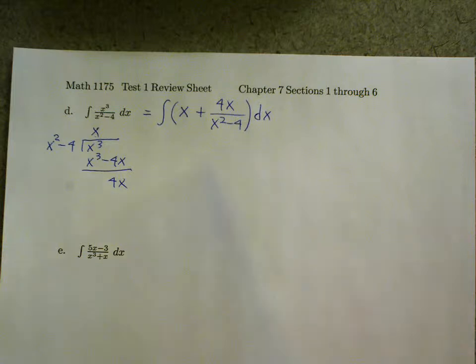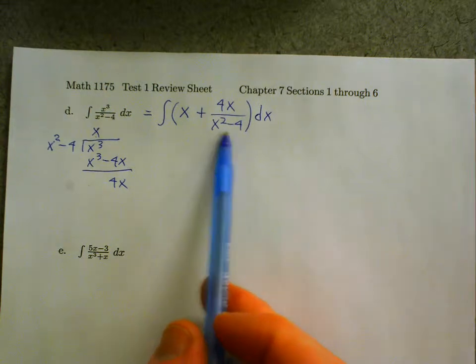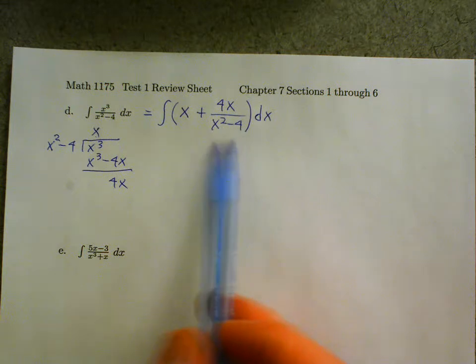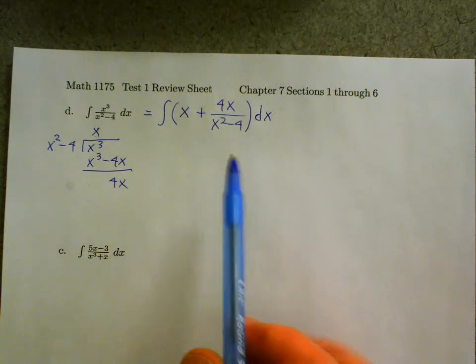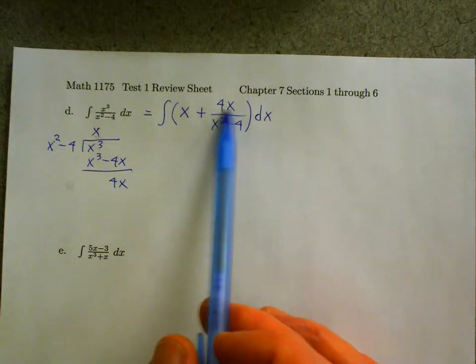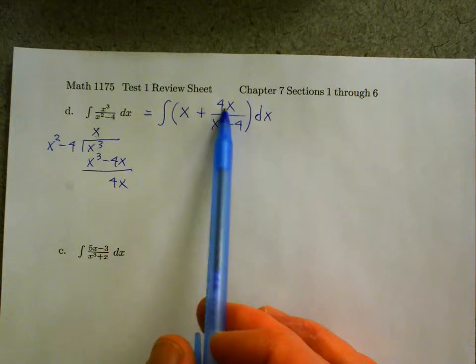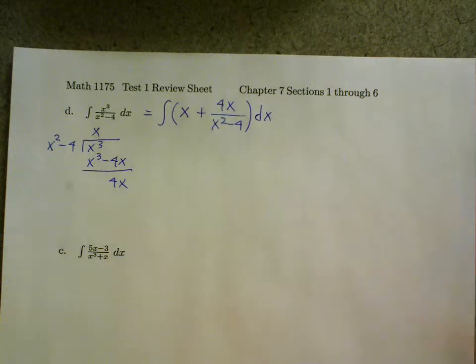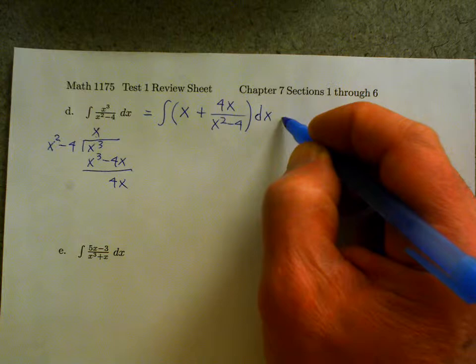What do you think is the easiest way to find an antiderivative of 4x over x squared minus 4? Yeah, u substitution. If you let u be equal to x squared minus 4, then du is 2x dx. Well, we can think of 4x as 2 times 2x, and then use substitution.